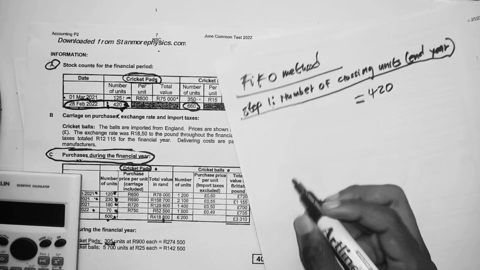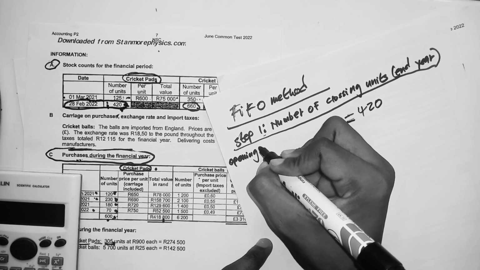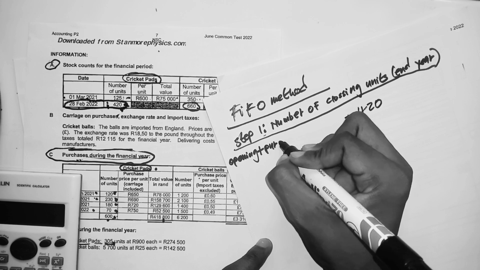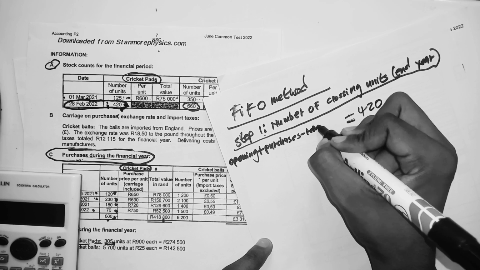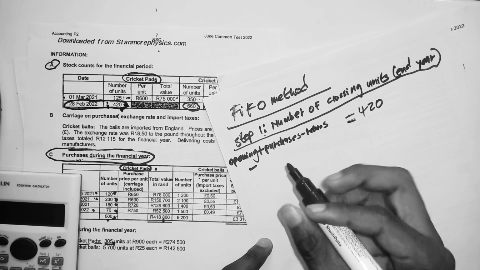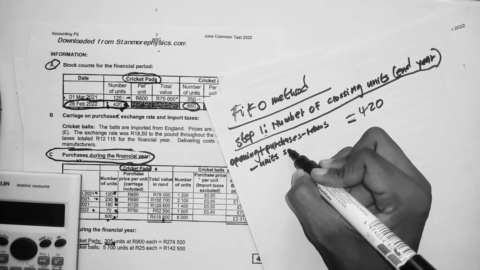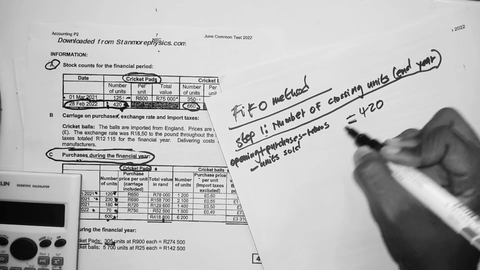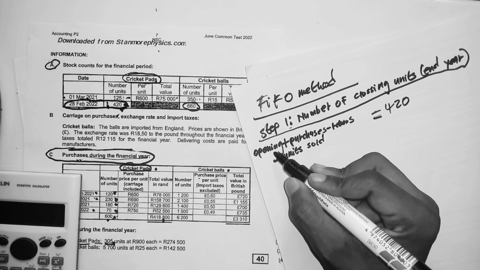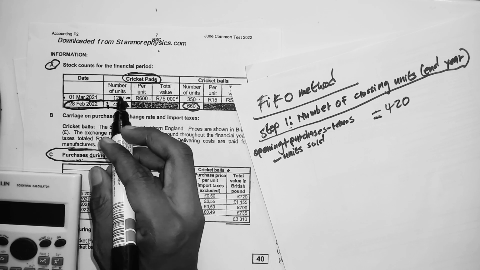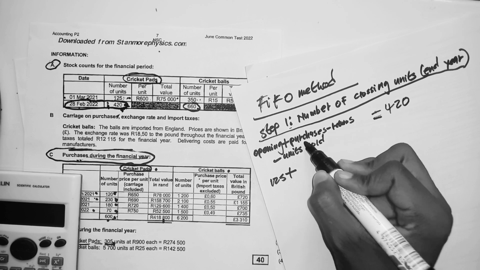There is a formula. The formula says you take your opening units plus your purchases minus the returns minus units sold. You'll get the closing units. So let's do it small. The opening units on 1 March is 125. So we write it down, opening 125 plus purchases.